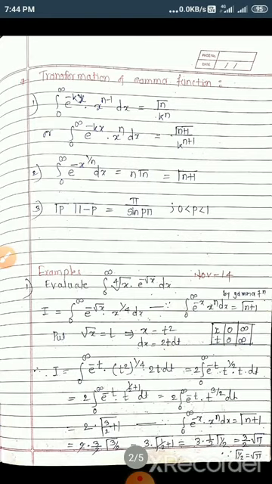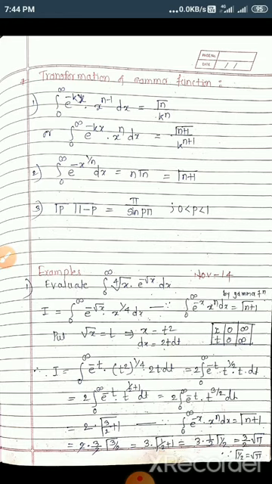Okay, there are some more properties, the transformations of the gamma function. These are also formulas for gamma functions. Now let's see one example: evaluate the integral from 0 to infinity of the fourth root of x into e raised to minus root x dx. This example was asked in November 14 for SPPU.